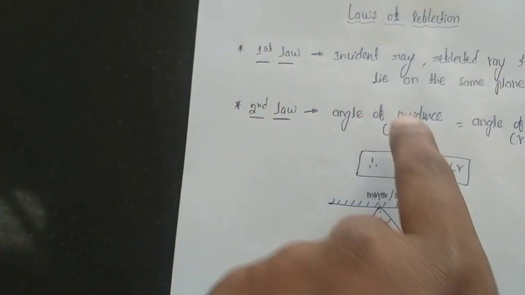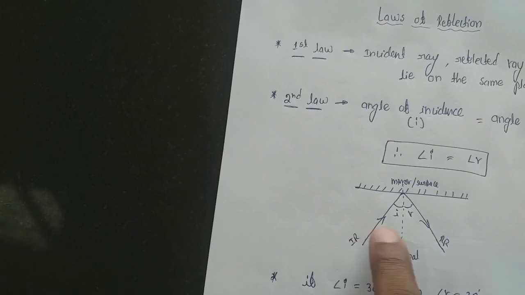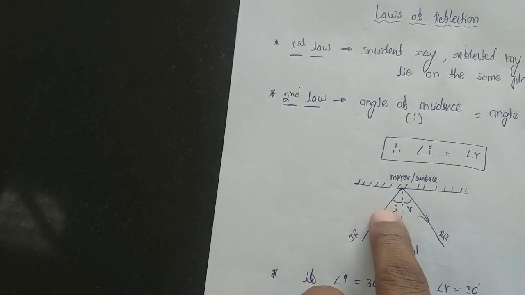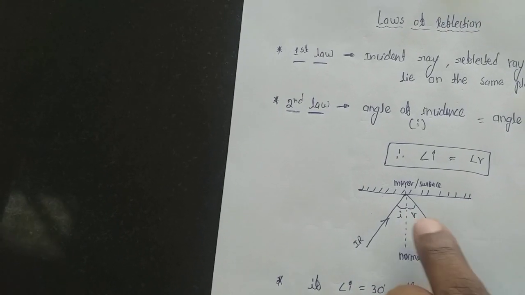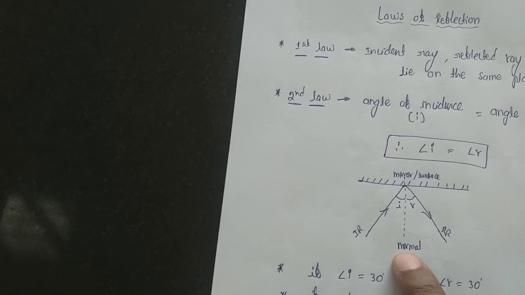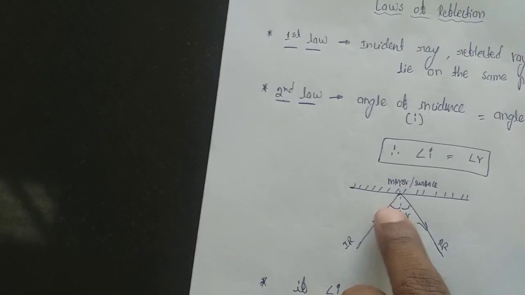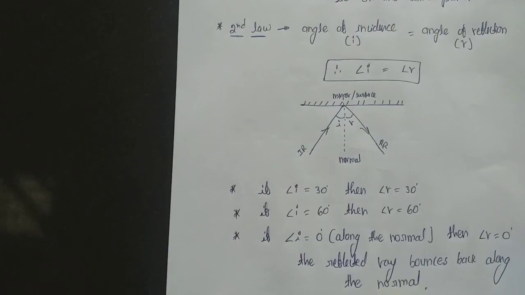The second law says that the angle of incidence, this is the angle of incidence, the angle between the incident ray and the normal, is equal to the angle of reflection. The angle of reflection is the angle between the reflected ray and the normal. So the angle of incidence is always equal to the angle of reflection.